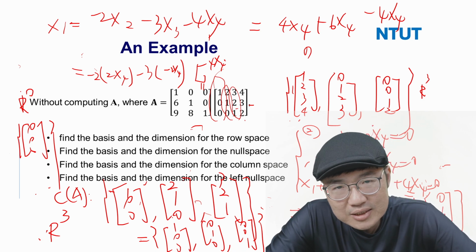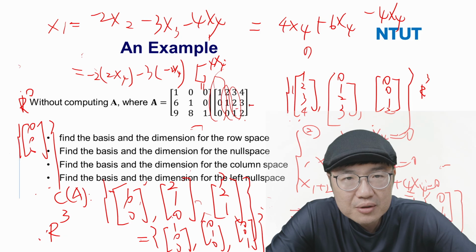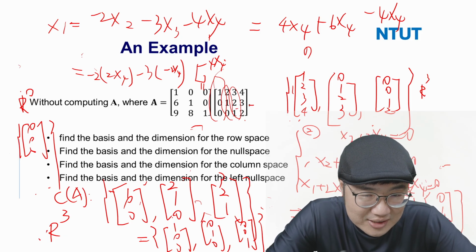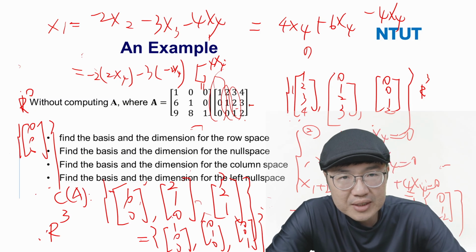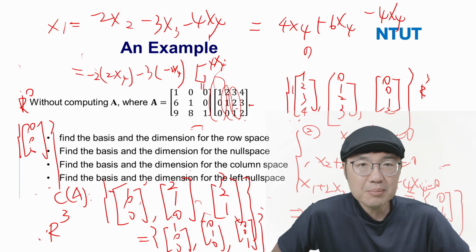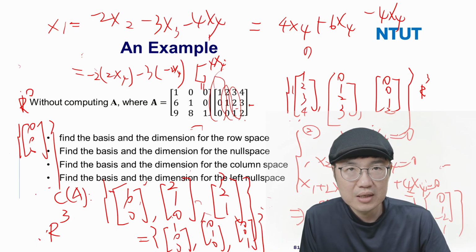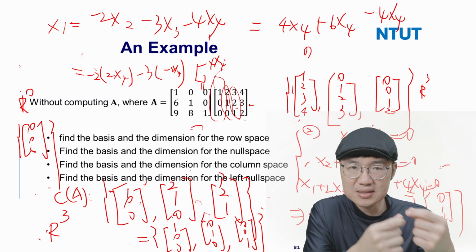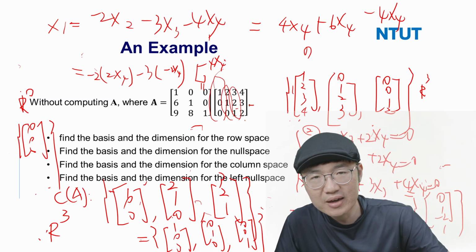So it's a bit tricky in this scenario. If the columns do not fill the whole R^m, what should we do? In that case, there must be a zero row. Find that zero row and find how to synthesize the zero row based on L.